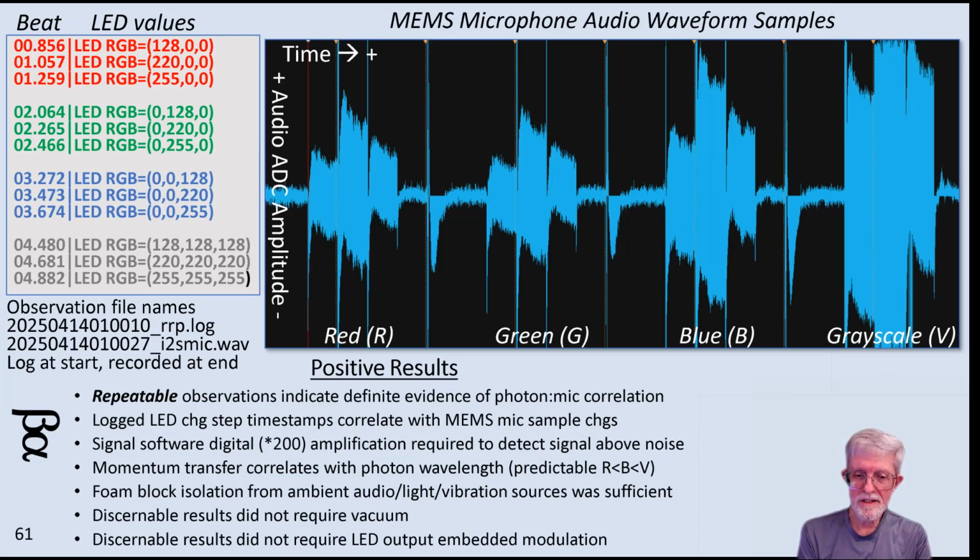The other thing you can see here is it says red, green, blue, and grayscale. Notice the height of the peaks. Remember that red is lower energy than green, which is lower energy than blue. But if I add all of red, green, and blue together, it should be even higher than the blue. And that's exactly what you see. You see the height, the amplitude of the signals, red, green, blue, grayscale, or white. So there was a direct correlation.